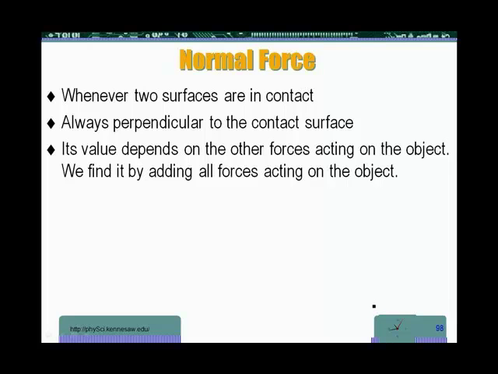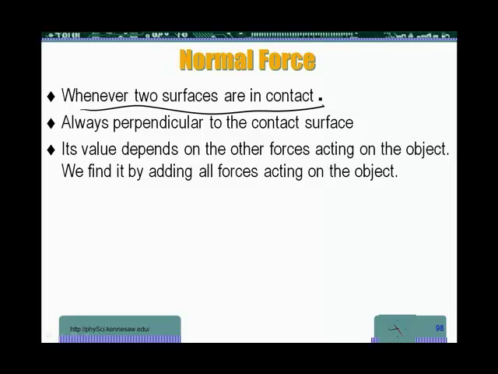In this recording, we discuss some other forces. We start with the normal force. What do we call the normal force? The normal force exists whenever two surfaces are in contact. Whenever two surfaces are going to be pushing against each other, we have a normal force.